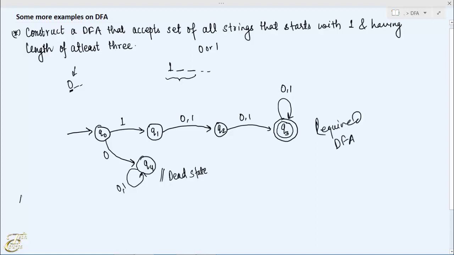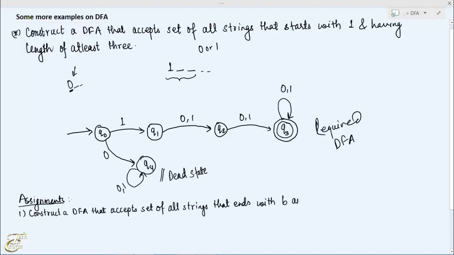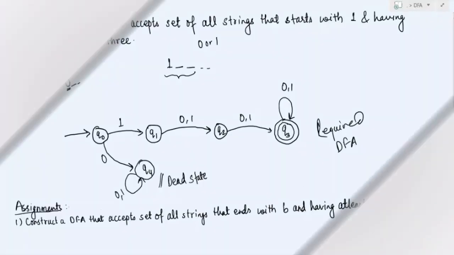Now it is time for the assignment. Construct a DFA that accepts the set of all strings that end with B and have at least length 3. Here the alphabet sigma equals {a, b}.